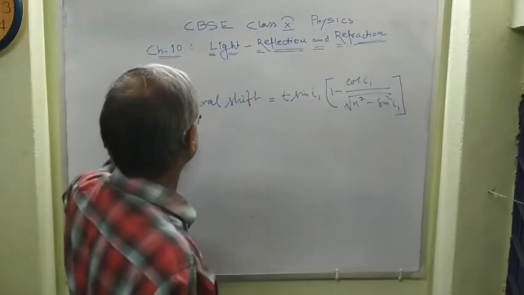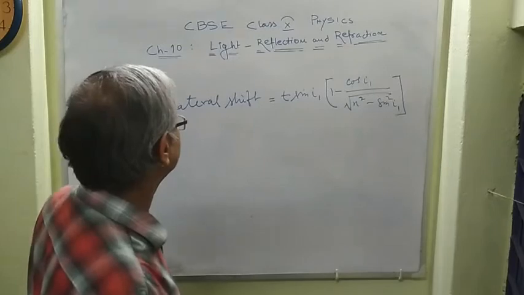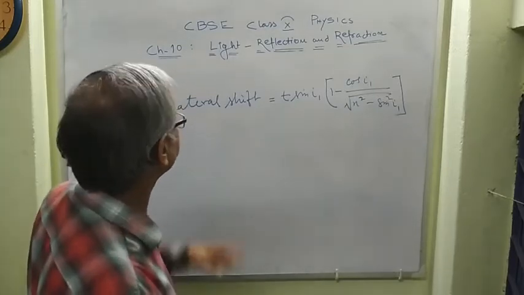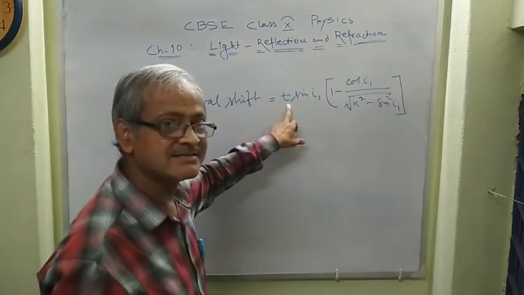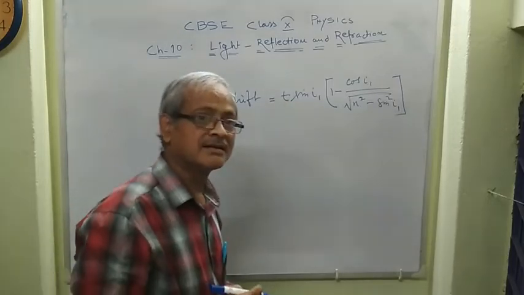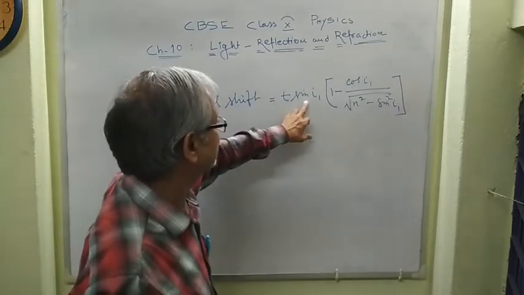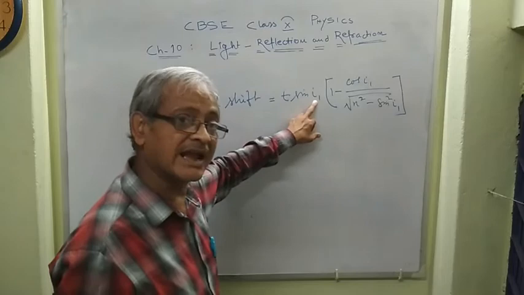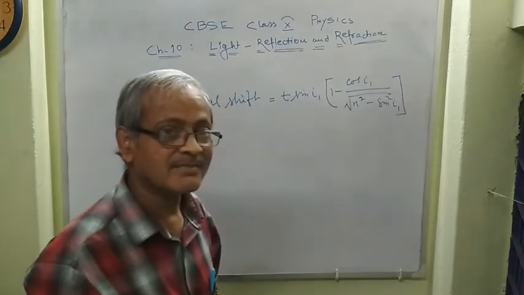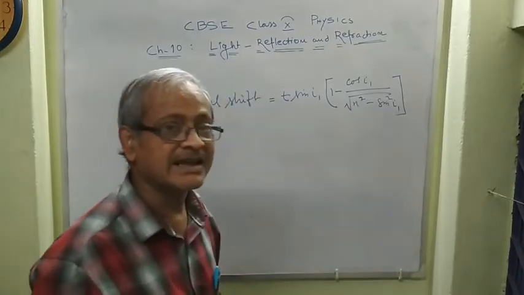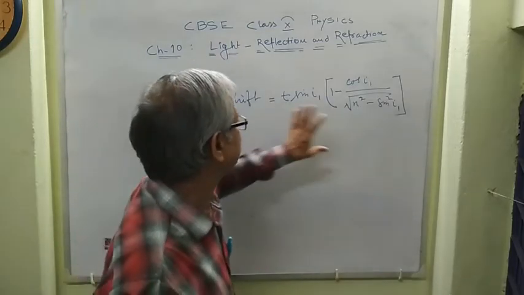Hence, we see that the lateral shift due to refraction of light through a parallel glass slab or rectangular glass slab depends upon the thickness of the glass slab, T. It depends upon the angle of incidence, I1 also, and depends upon the refractive index of the material of the rectangular glass slab, that is glass, right? Remember it.